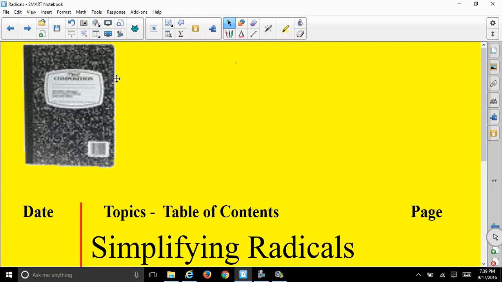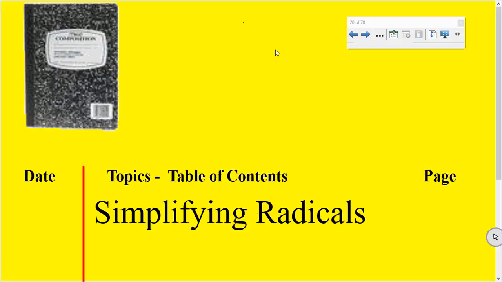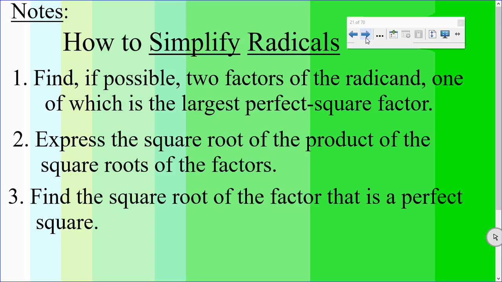This time we're talking about simplifying radicals. So let's get a full screen, and let's get started on the steps. So the steps are, step one, find, if possible, two factors of the radicand, one which is the largest perfect square factor. And I'll show you a list of perfect squares. Step 2, express the square root of the product of the square roots of the factors. Step 3, find the square root of the factor that is a perfect square.